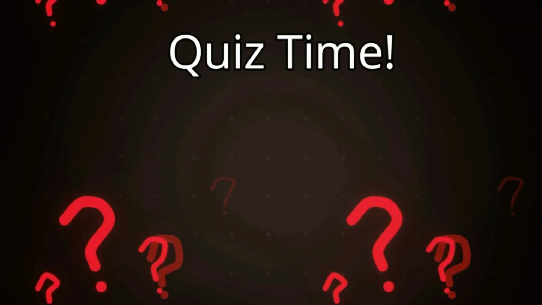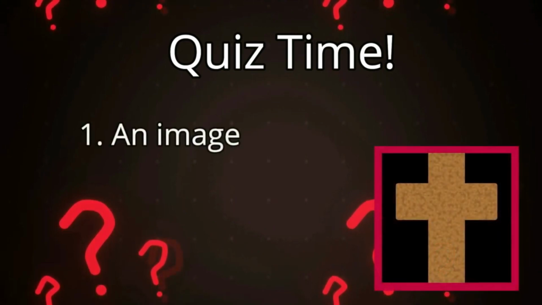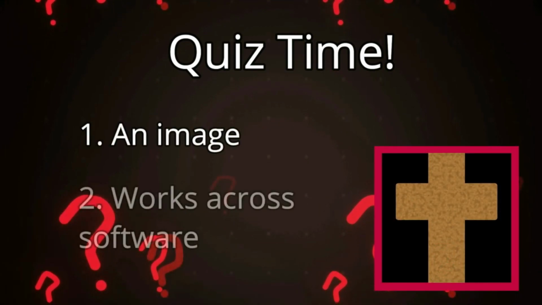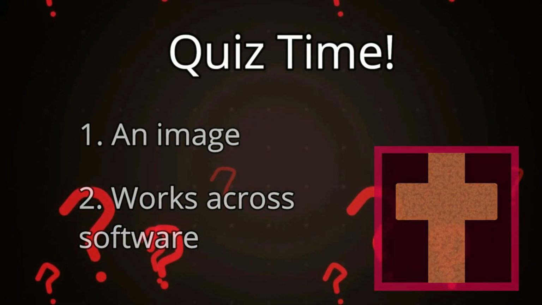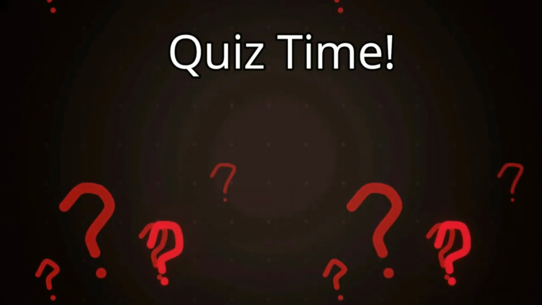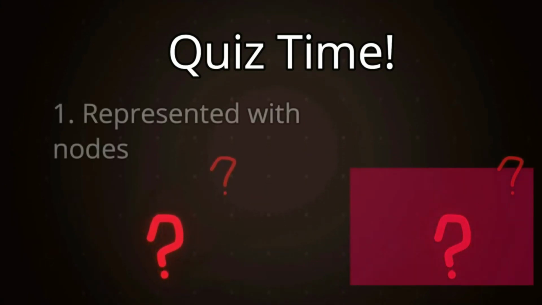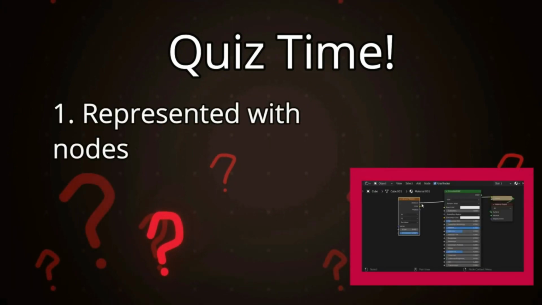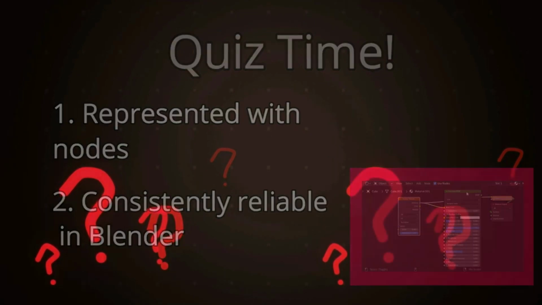Number 3. What is the difference between a texture and a material? Well, a texture is an image used to represent a certain parameter of a shader. They can be used in materials inside of Blender and in other software. A material, on the other hand, is something made in Blender, represented using nodes in the shader editor. Materials are mainly just reliable within the engine they were created in, so for example, a Blender material would only be reliably consistent inside of Blender. However, we can use a material to bake textures, which we can then use in other software.